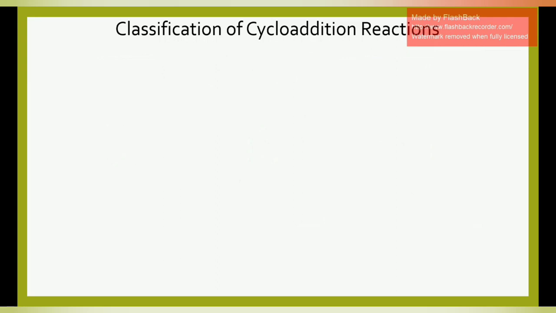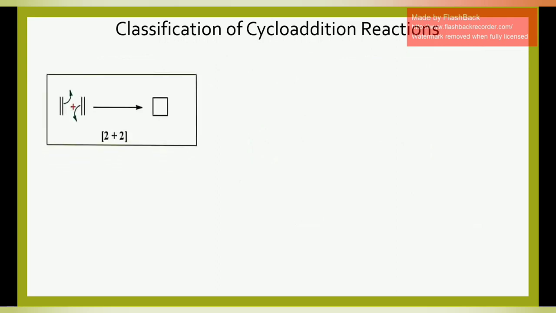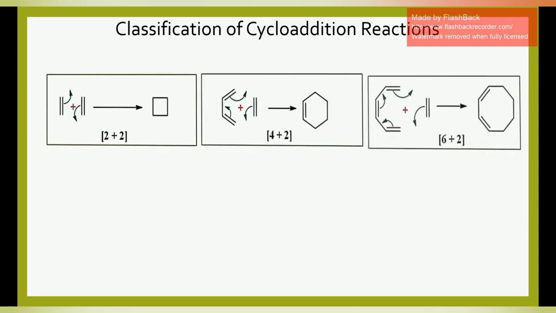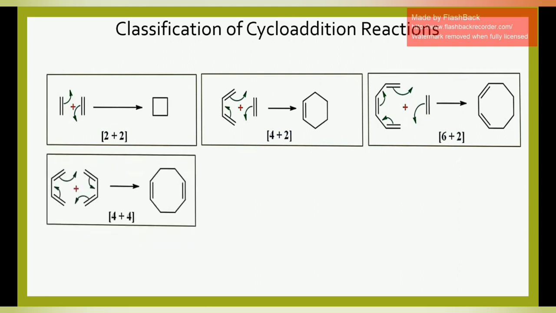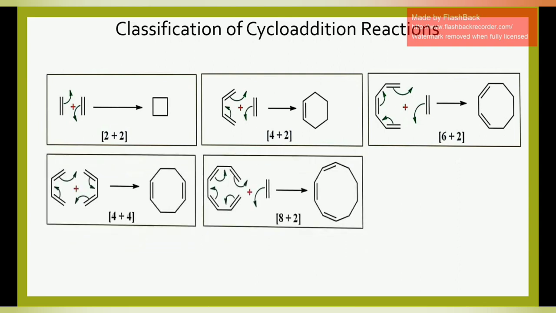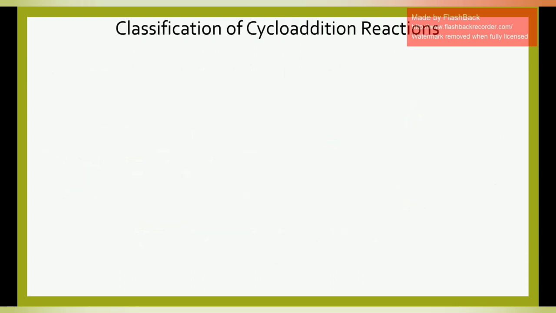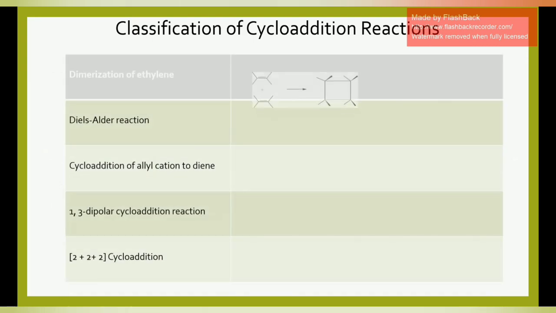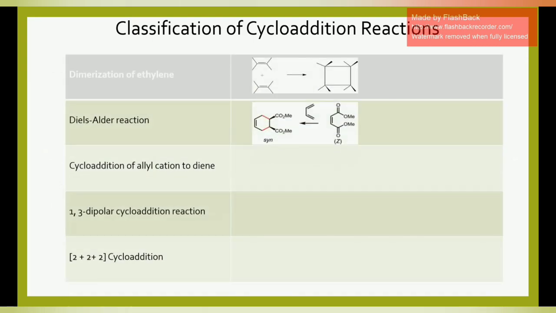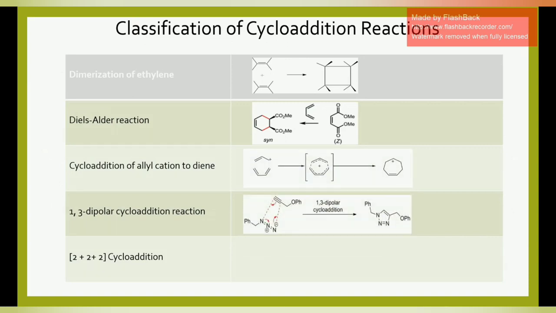Classification of cycloaddition reactions. Based on the number of pi electrons of the reacting species involved in the reaction, cycloaddition reactions have been classified as 2 plus 2, 4 plus 2, 6 plus 2, 4 plus 4, 8 plus 2, and 6 plus 4 cycloaddition reactions. There are several classifications of cycloaddition reaction. First one is the dimerization of ethylene, second one is the Diels-Alder reaction, third one is the cycloaddition of allyl cation to diene, fourth one is 1,3-dipolar cycloaddition reaction, and fifth one is 2 plus 2 plus 2 cycloaddition reaction.